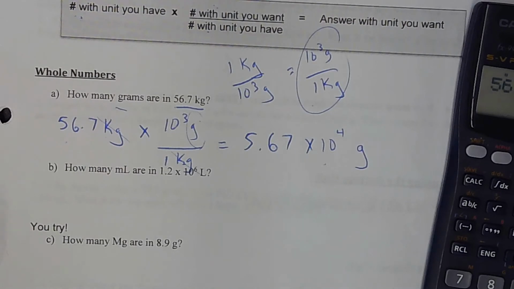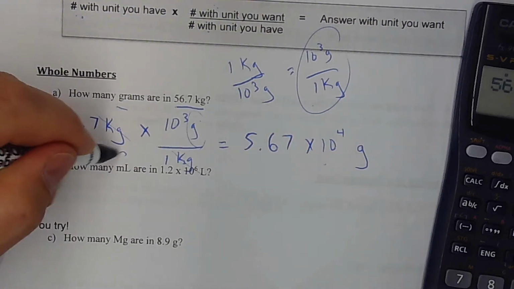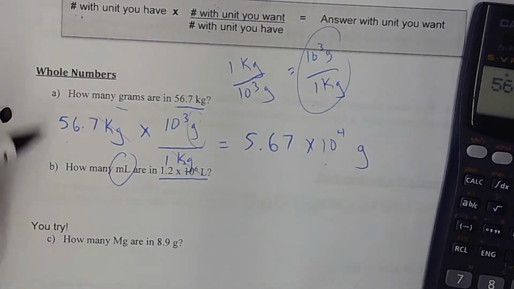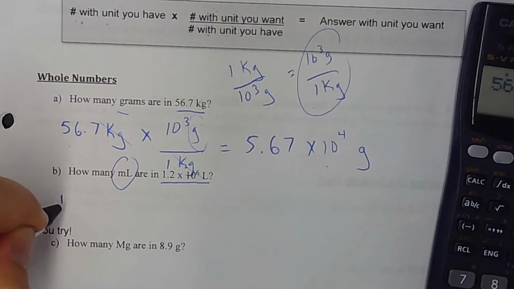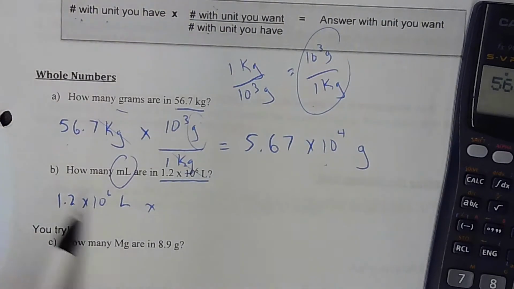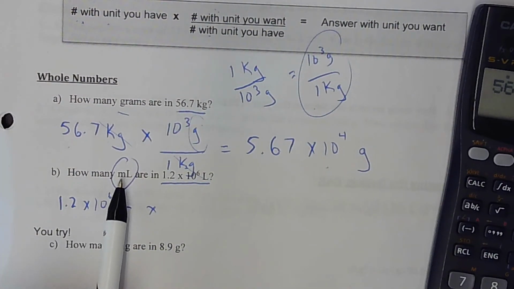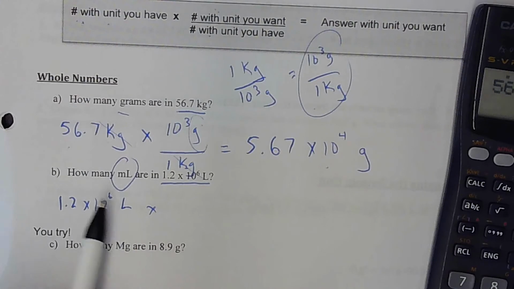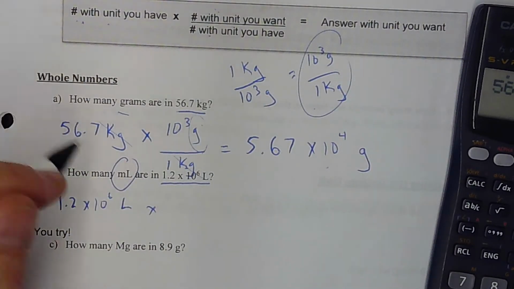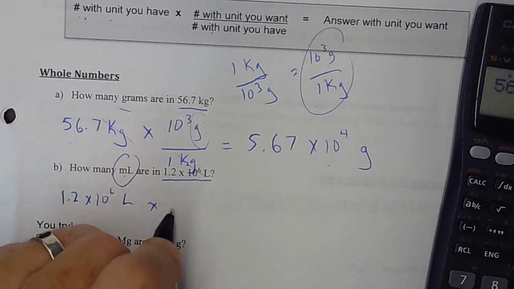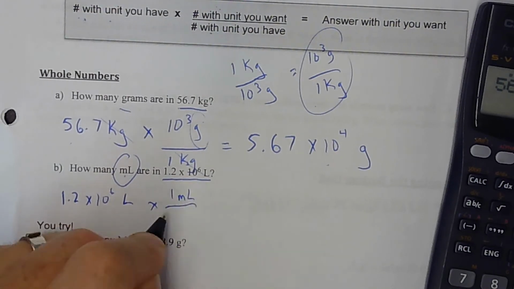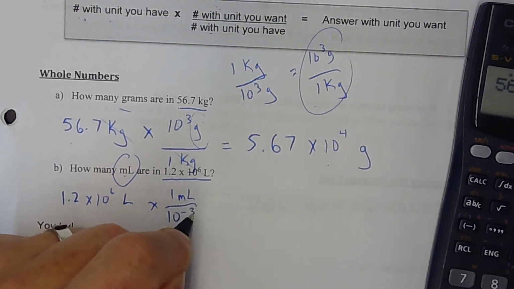All right, let's look at the next one. How many milliliters, so that's what we're looking for, are in 1.2 times 10 to the 6 liters? So the unit that you have, write it down: 1.2 times 10 to the 6 liters. Multiply by our conversion factor, milli, right? That's 10 to the minus 3 liters in 1 milliliter. So I'm going to write my conversion factor. You want milliliters, so you have it on top. So 1 milliliter is equal to 10 to the minus 3 liters.